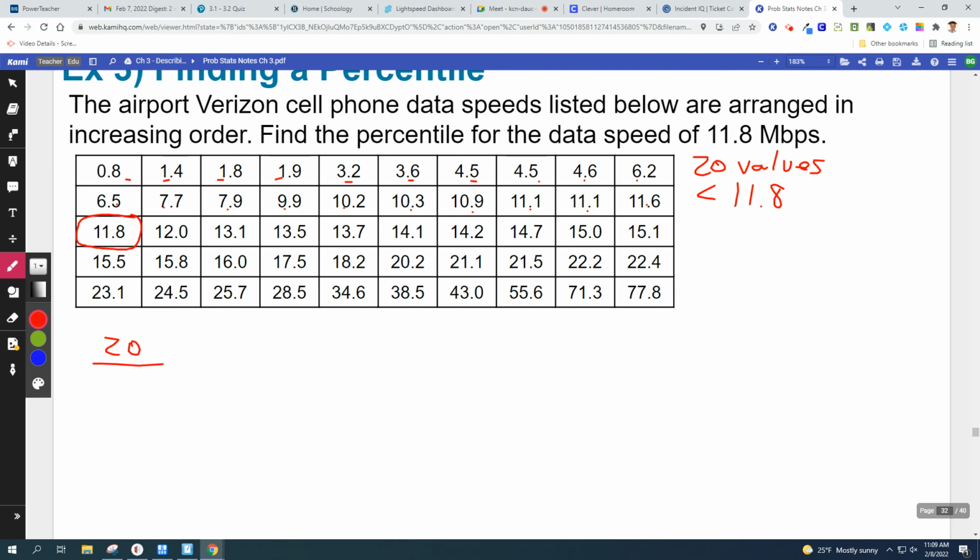Divided by the total number of numbers. If each of these rows has 10 in it, 10, 20, 30, 40, 50, there must be 50 total numbers. We don't have to count to 50; we can see that's 10 times 5. So it's 20 over 50 times 100. If you can reduce that fraction in your head, it's easy to see that's 40. Otherwise, use a calculator. That's the 40th percentile.